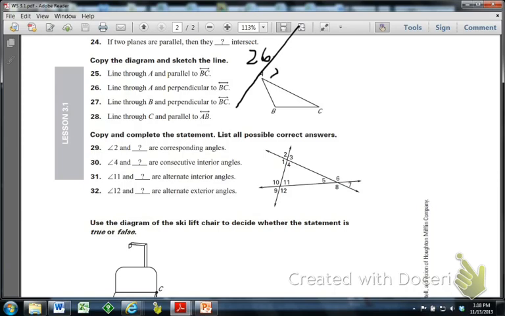There's my perpendicular. And it's pretty bad. It's supposed to go actually through that point. So I'm going to try that again. And that's a little bit better. That's a 90-degree angle. So that would be for number 26, and that would be typical of those kinds of problems.